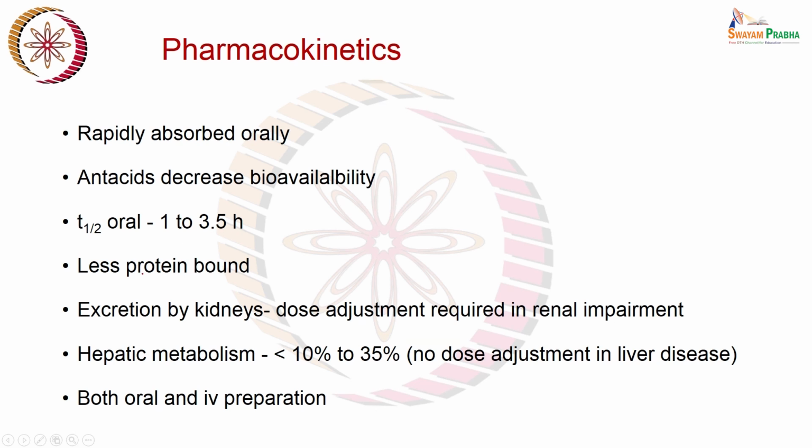That means that you have to take it more than once a day, the recommended dose is twice a day, and excretion is by the kidney. Dose adjustment of this is usually required when the kidney function is very poor, otherwise dose adjustment is not required.